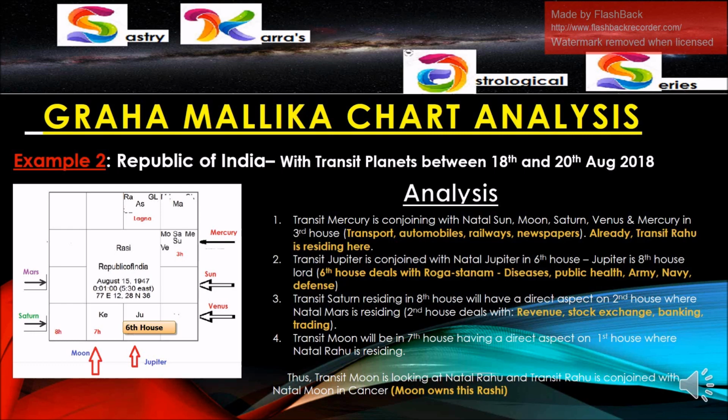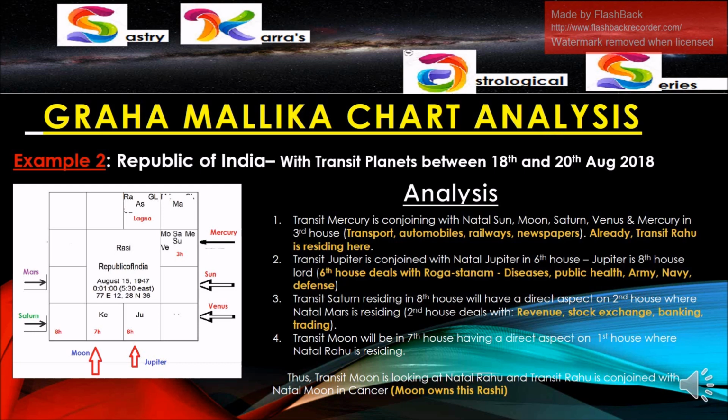Okay, the 8th house, a lot to say about the 8th house, because the 8th house deals with secret affairs and secret dealings, and the 6th house is public health and diseases. Then comes the 7th house. As I said earlier, transit Moon is in the 7th house, having a direct aspect on the 1st house where natal Rahu is residing, and natal Moon is co-joined with transit Rahu in the 3rd house, and Moon owns that house. And currently the Moon Mahadasha is running. So whatever happens for the 3rd house is something that is highly visible for the whole country.